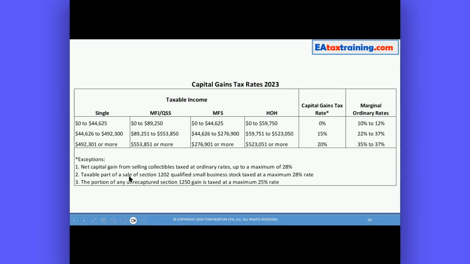The taxable part of a sale of Section 1202 qualified small business stock is taxed at a maximum of 28% as well. So remember, the 1202 is where you can exclude up to $10 million of gain on the sale of certain small business stock. Well, you might have more gain than you can exclude. And so in that case, the taxable portion is taxed at your normal tax rates up to a maximum of 28%. And then this portion of unrecaptured Section 1250 gain is taxed at the maximum 25% tax rate. And we will actually talk about that a little bit more in this video.